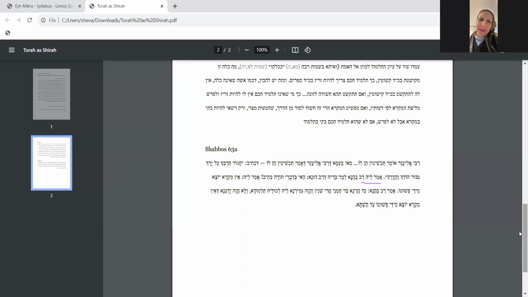I did want to ask, where was that original pasuk from about wearing the sword? Oh, that is from Tehillim. Oh, okay, great. Everything always is.